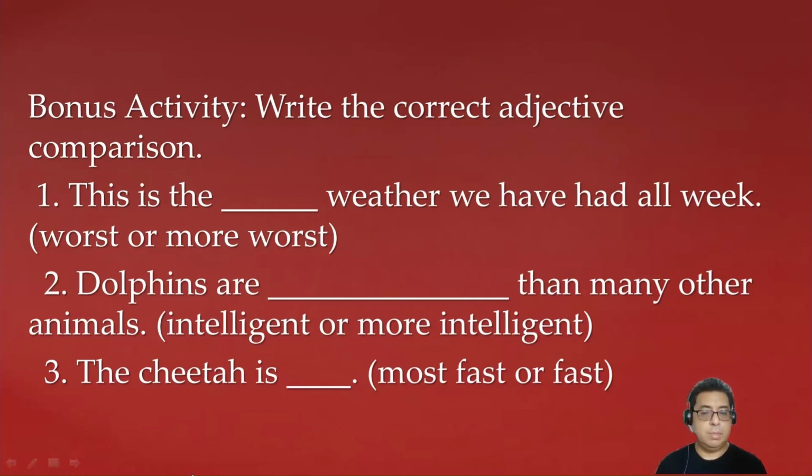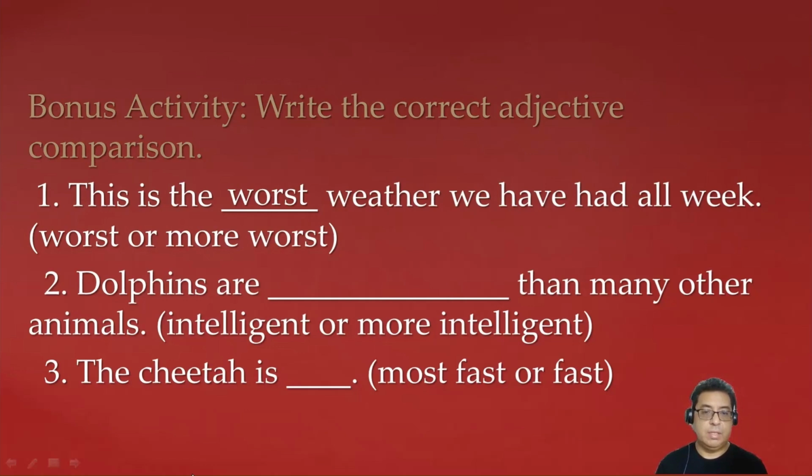And so for this bonus activity, we're going to write the correct adjective comparison. These are just mixed up, so they're not going to be in positive, comparative, and then superlative. Okay, they're mixed. So number one says, this is the blank weather we have had all week. What are you going to choose? Worst or more worst? Right, it's going to be worst. This is the worst weather we have had all week.